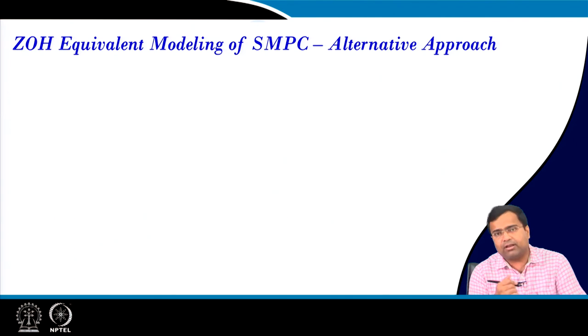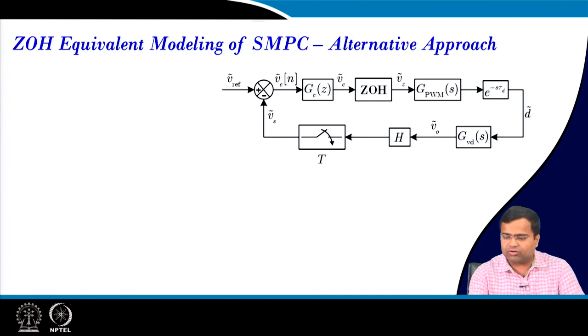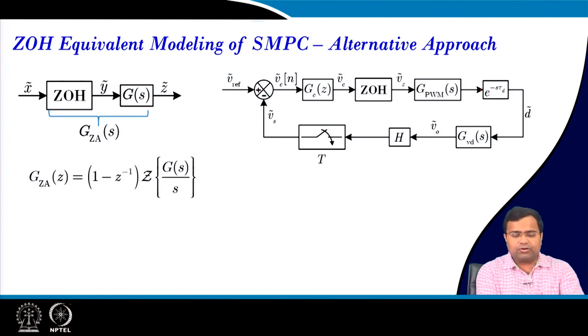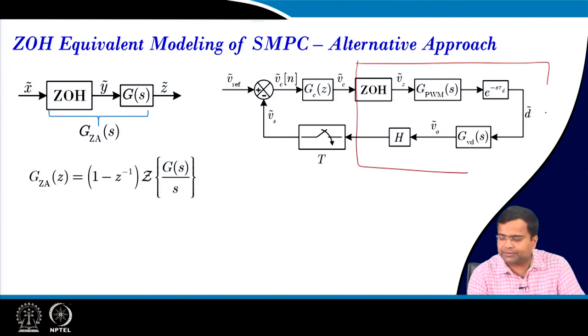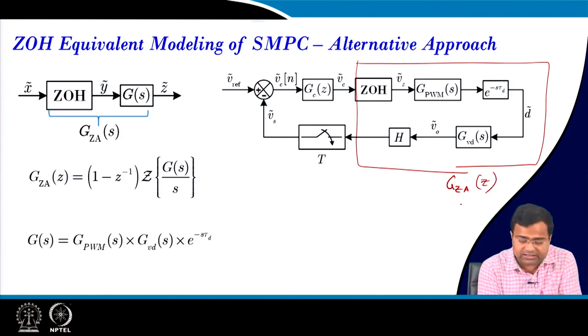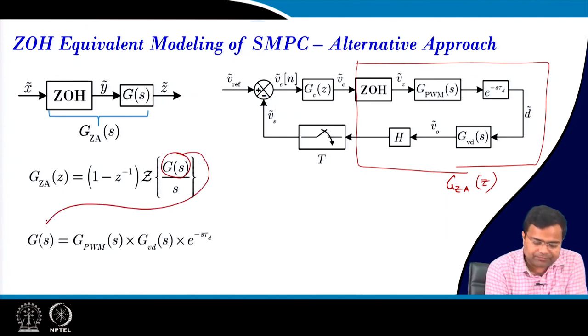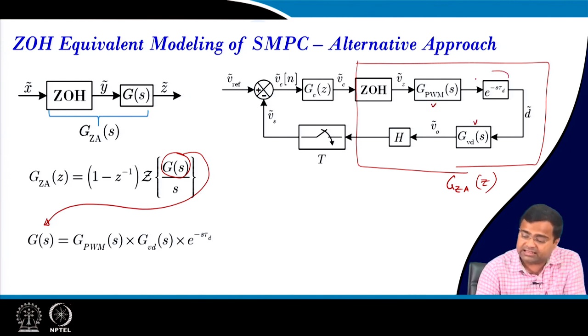Now, how can we extend this approach to a switch mode power converter? If you again consider the block consisting of mixed domain elements, we want to use this approach to get from this part to this part, we want to get G(z). And what will this be? This will be G(s) in this form. G(s) will be the product of G_PWS, G_VDS, and this delay.